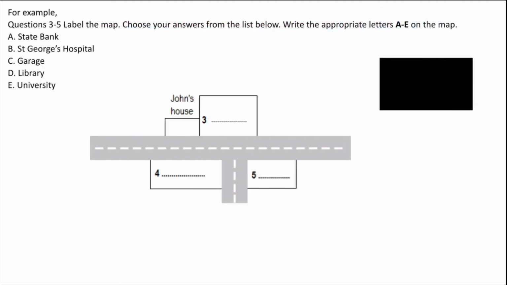Here is an example. You can see that questions number 3 to 5 are given here and you have to label the map. Choose the answers from the list below, from A to E, and you need to plot the answer here in the map. Now I'll make you listen to the audio and you can find the answers accordingly by understanding all the vocabulary words which I have taught you in the previous slide. I'll play the audio now.